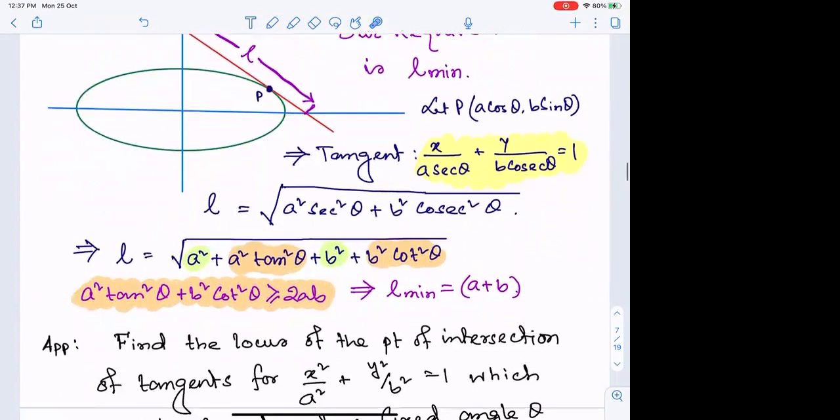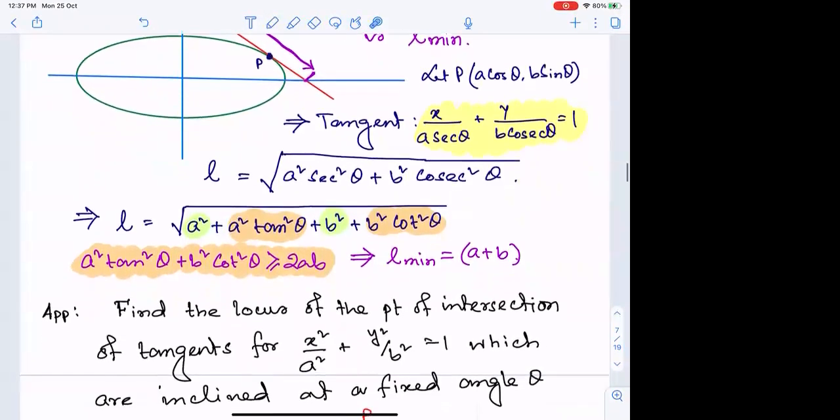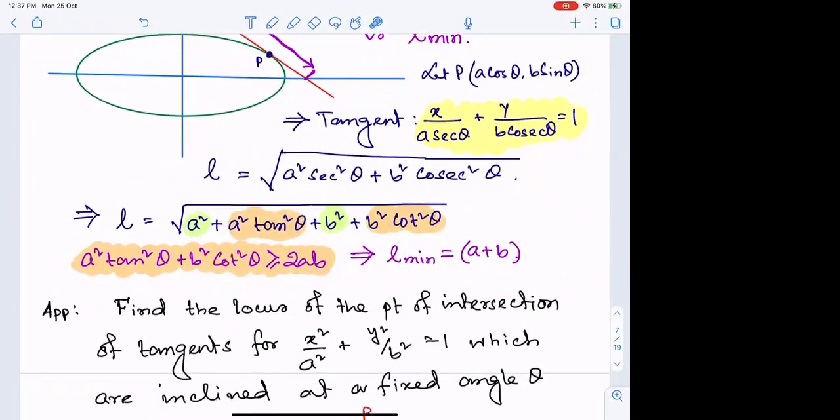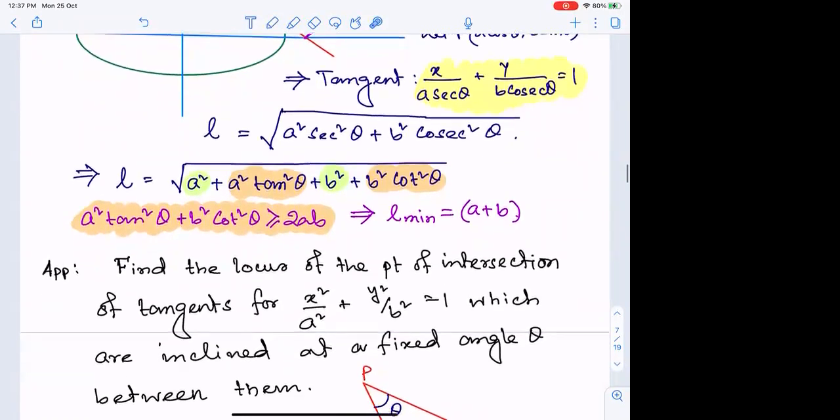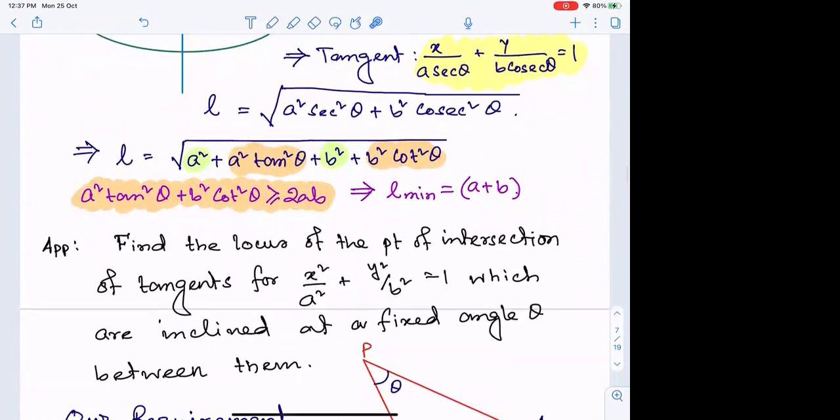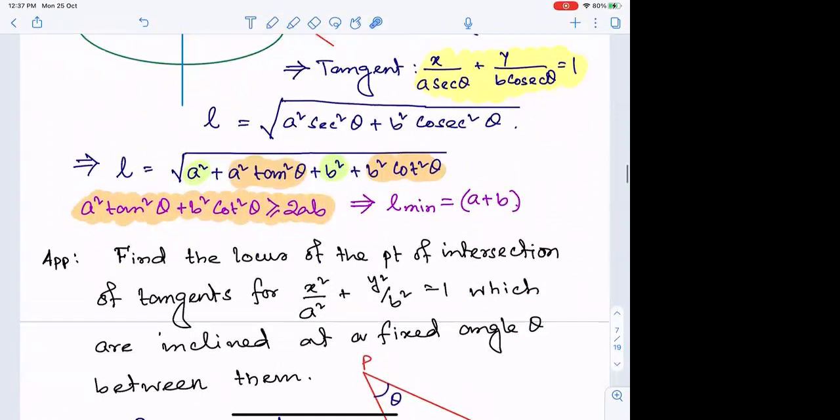As an application, let's find the locus of the point of intersection of tangents to x square by a square plus y square by b square equals 1, which are inclined at a fixed angle theta between them. So we need to find the locus of the point of intersection of the tangents which are inclined by an angle theta. This is an application from the basics of the tangent equation.